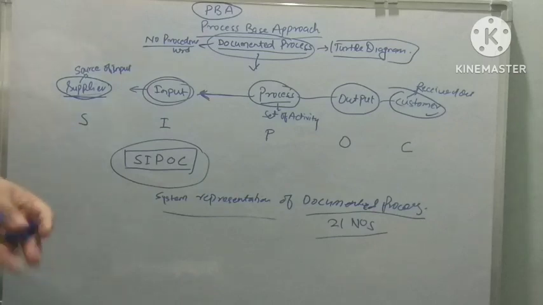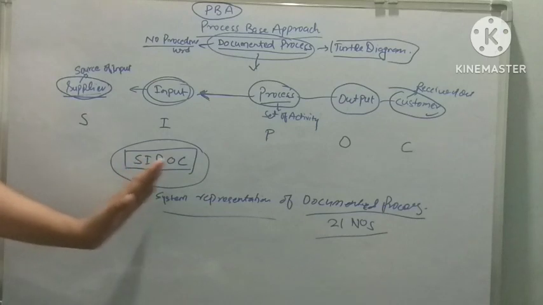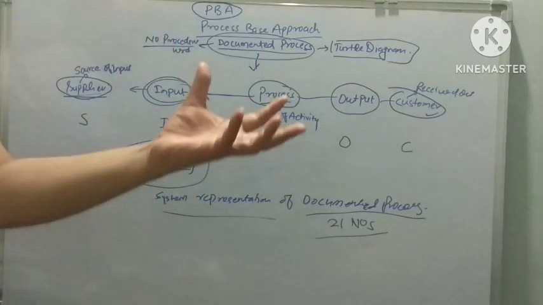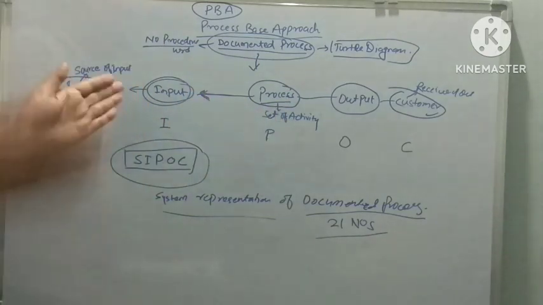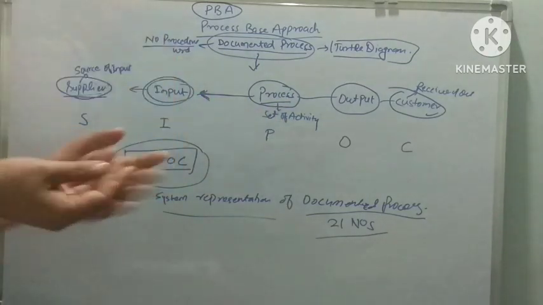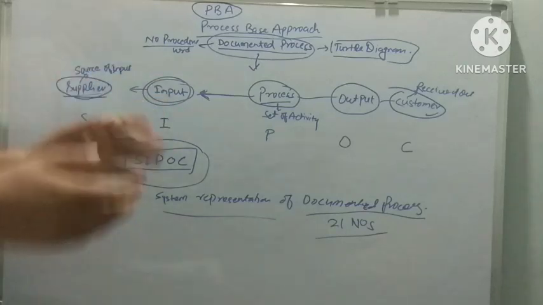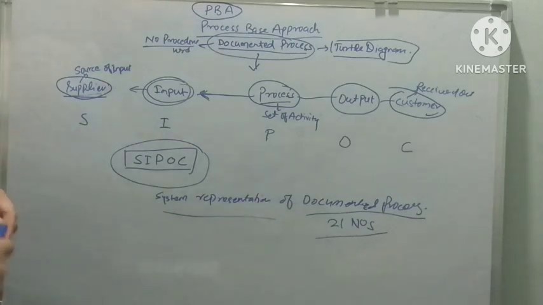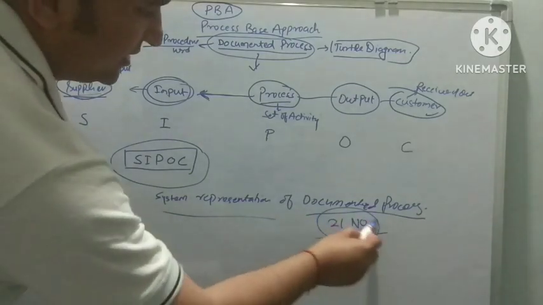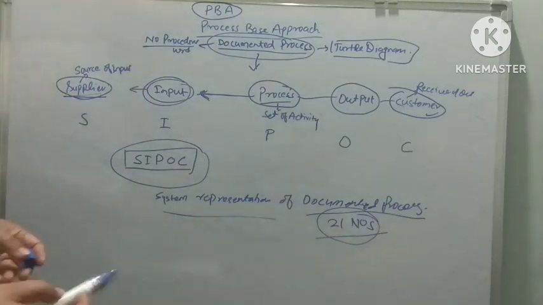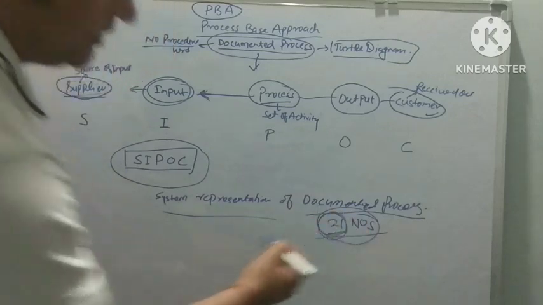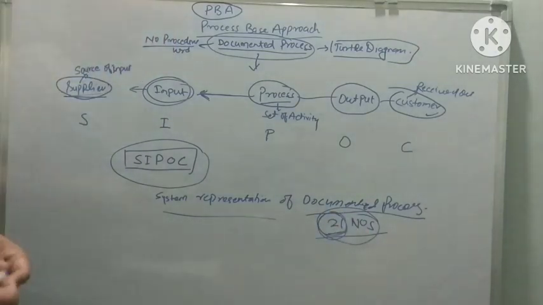This is the systematic representation of a documented process. Whenever we make our documented process, it should be of SIPOC type, meaning there should be a source of input, an input, a process, an output, and a receiver of that output. In this way we can make a documented process. And the total number of mandatory documented processes is 21, which we will discuss briefly, one by one, in the next videos.